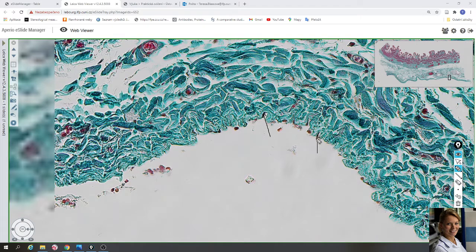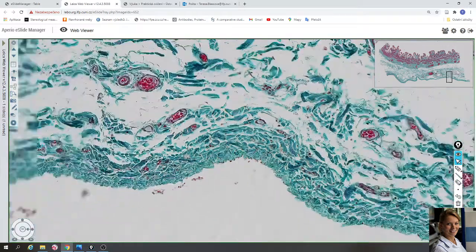of the mesothelium here. So this is the dense connective tissue, and it is covered by mesothelial cells.